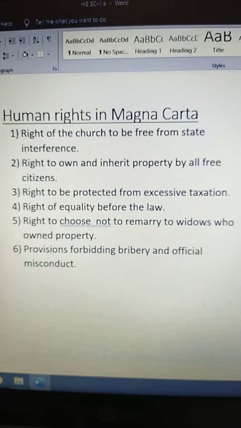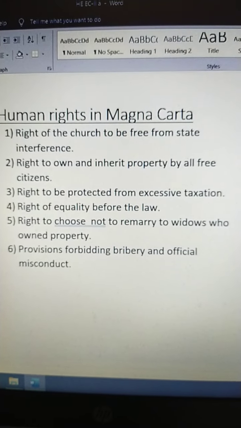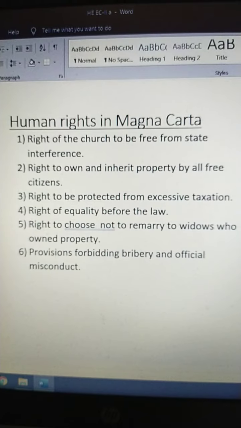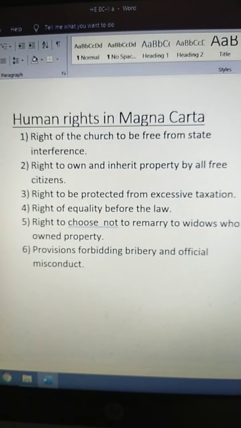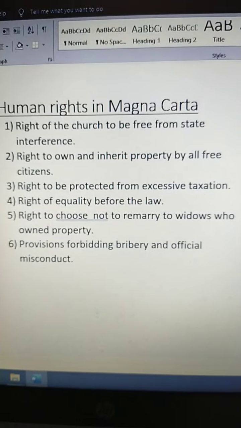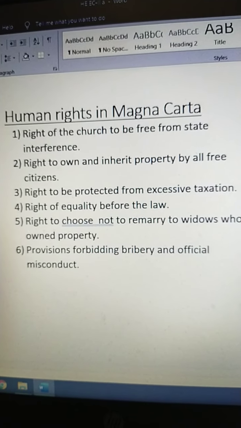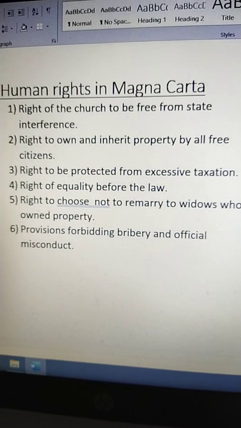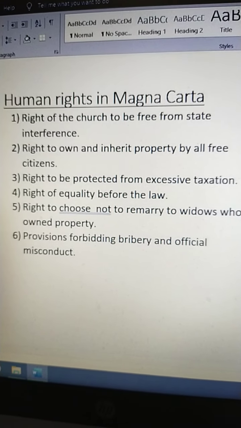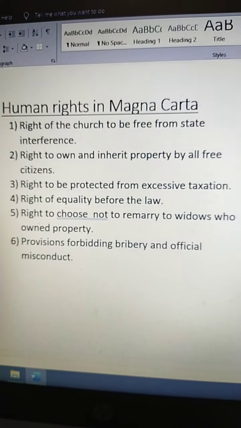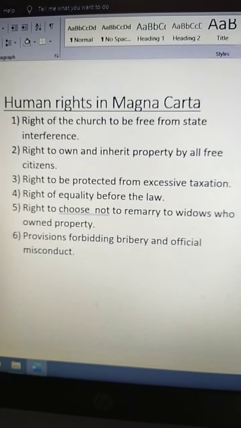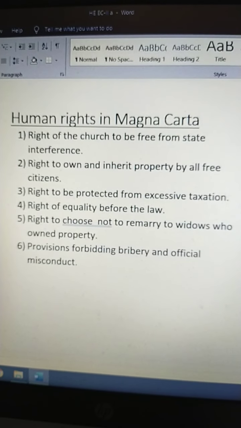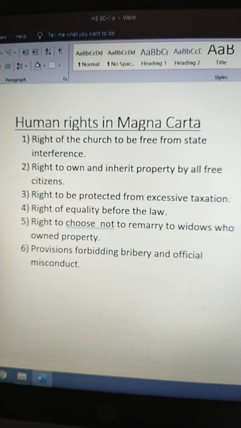Secondly, right to own and inherit property for all free citizens. Right to own and inherit property by all free citizens means every citizen has the right to earn, to save, create property, and then possess that property in his or her name, or inherit that property from his family. These rights ensured the capitalist development which England witnessed in later phases of history.